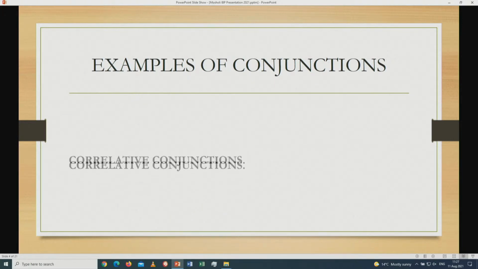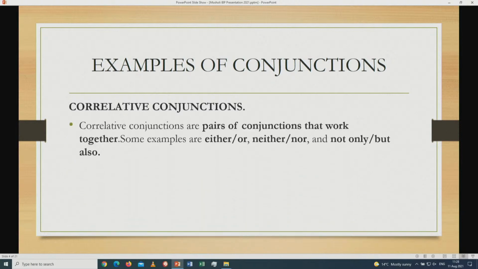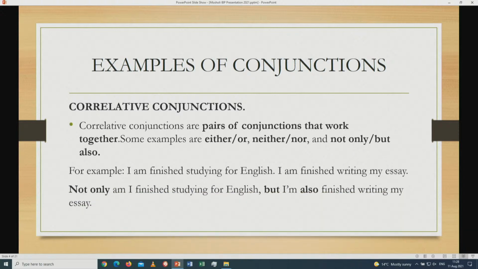Other examples of conjunctions: correlative conjunctions. Correlative conjunctions are pairs of conjunctions that work together. Some examples are either/or, neither/nor, and not only/but also. For example, I am finished studying for English. I am finished writing my essay. Not only am I finished studying for English, but I'm also finished writing my essay.